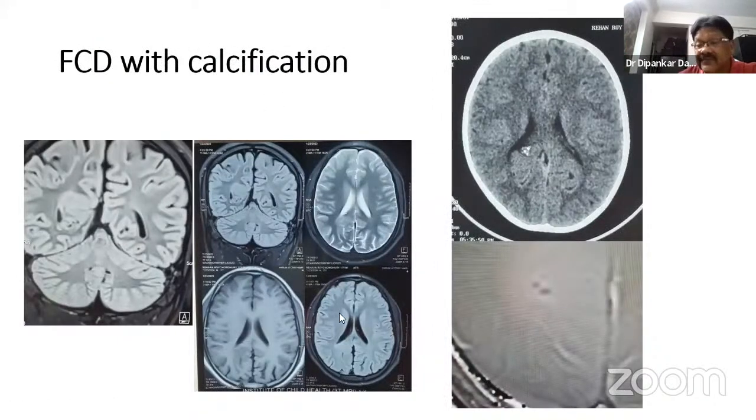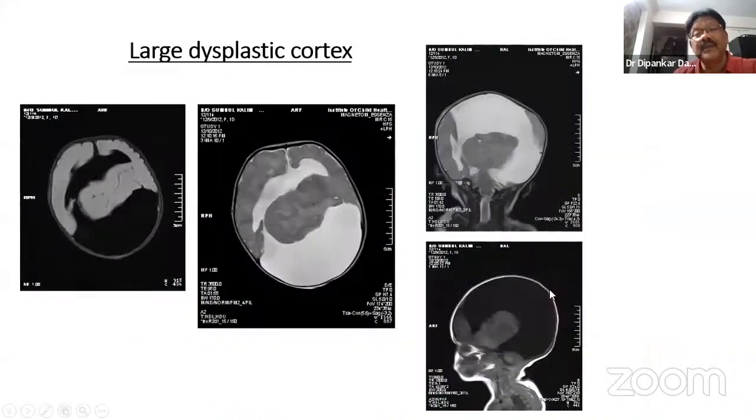FCD may be associated with calcification. Here on CT scan, you can see this calcification, but you can't really appreciate the cortical dysplasia. But on SWI, you can see the calcification here, and this is the dysplastic cortex corresponding to this area. So this is the cortical thickening. Here also you can appreciate the cortical thickening. You can compare with the opposite side, and calcification is associated. This is a large dysplastic cortex. Nobody will miss this lesion, and there is deformity and dilatation of the ventricles.